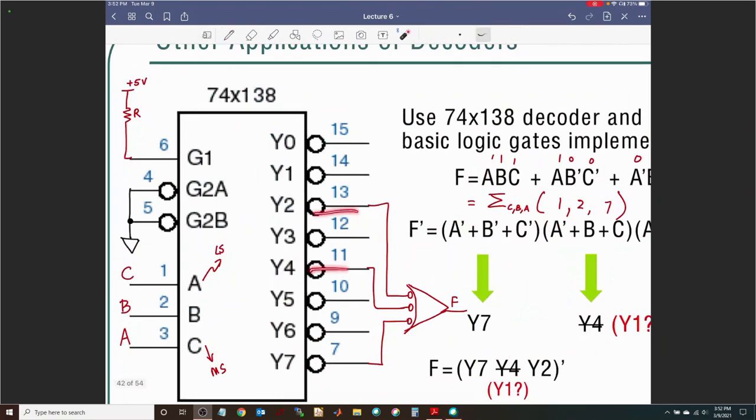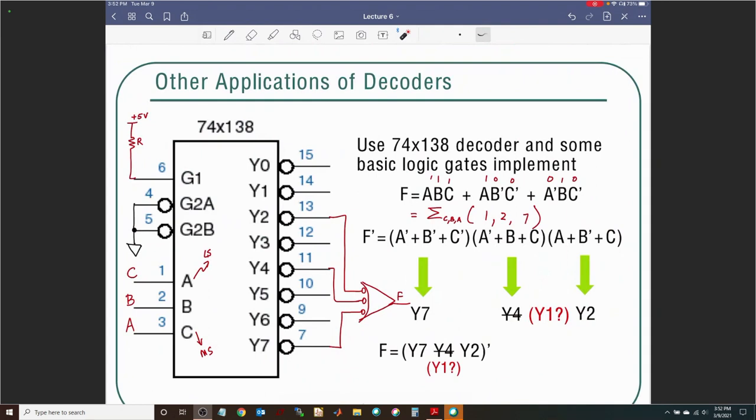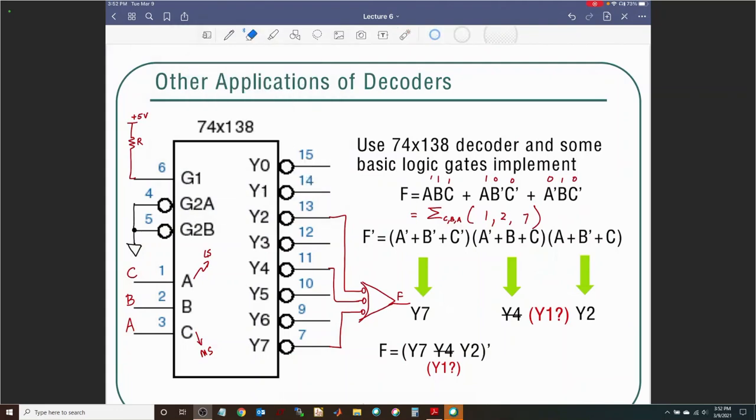So you would not take Y2, Y4, Y7. You would actually change that to Y1, Y2, Y7. But you would also have to change this back to CBA, right? Because you did CBA there. Nice, perfect. All right, so let me erase this because it may be causing some confusion later on.